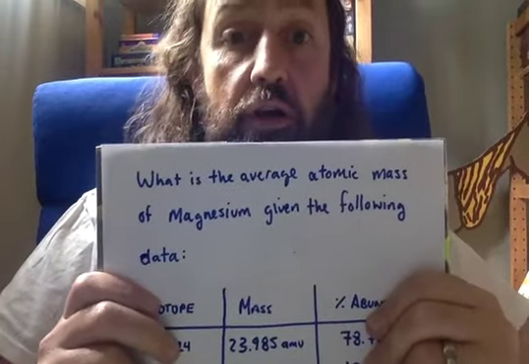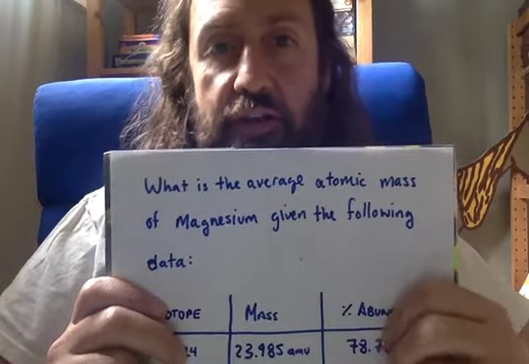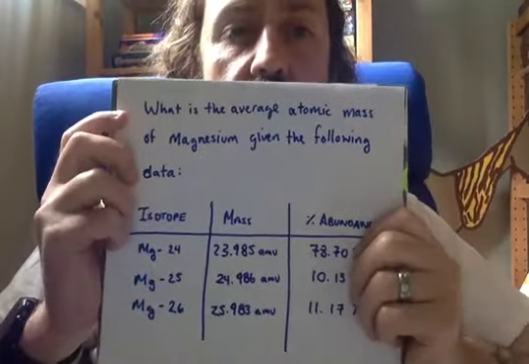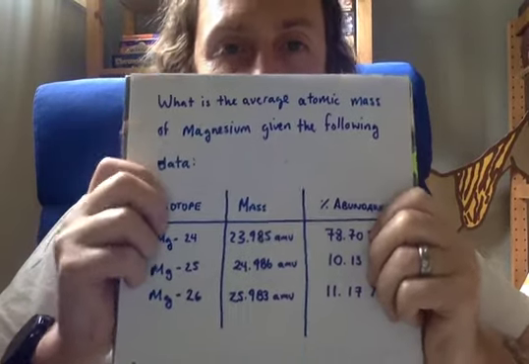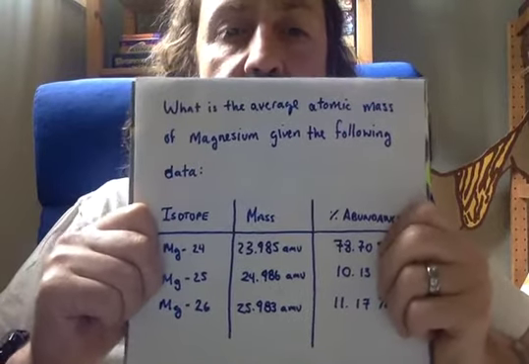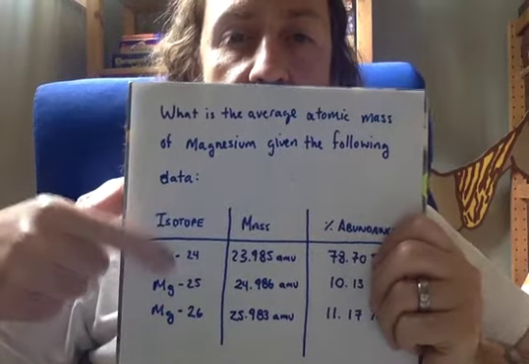Okay, today we're going to talk about how to calculate the average atomic mass given a set of data. Easy. Okay, so what is the average atomic mass of magnesium given the following data? So here's the only way that people kind of screw this up: they take the isotope and they try to do something with that.